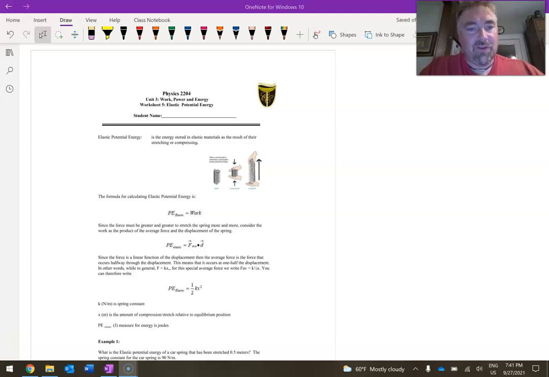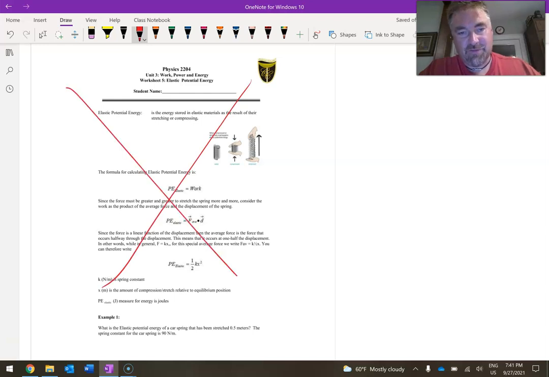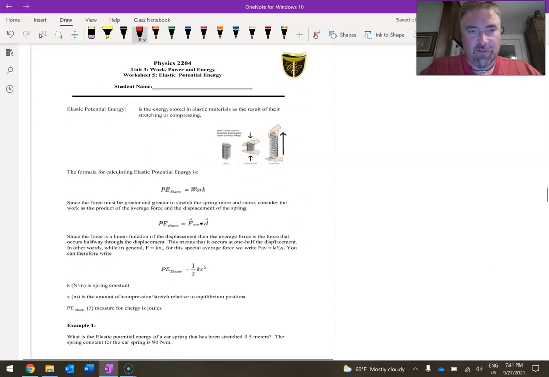Okay, today we're going to be looking at the elastic potential energy worksheet, and first and foremost, there was a glitch in the program, so for some strange reason there's two copies of this page, so just skip the first one and go right to the second one.